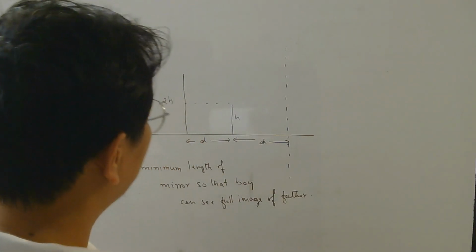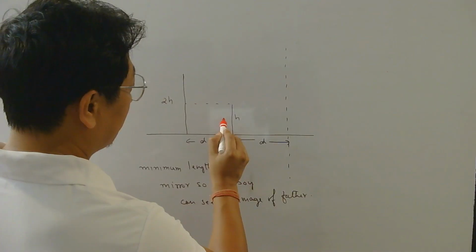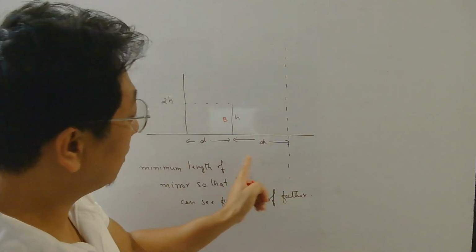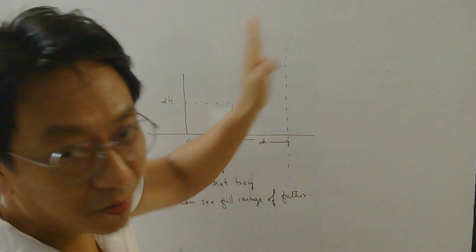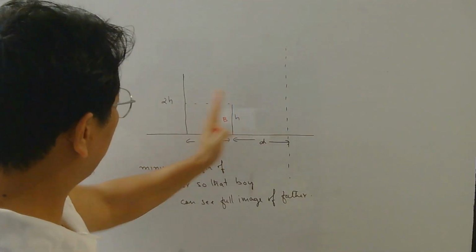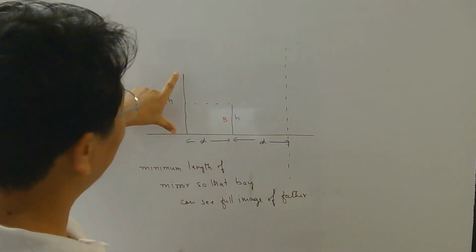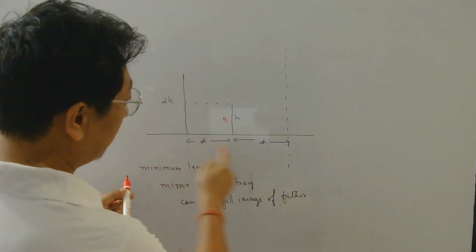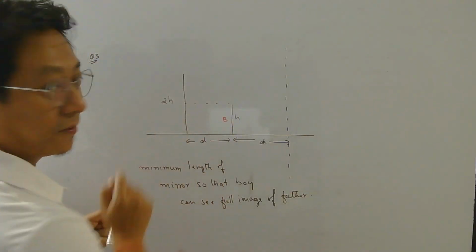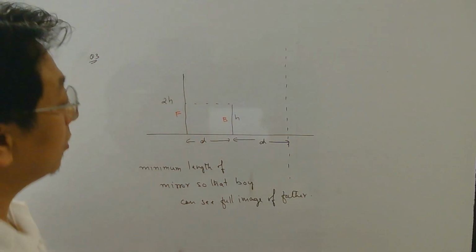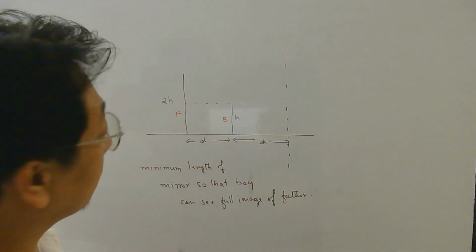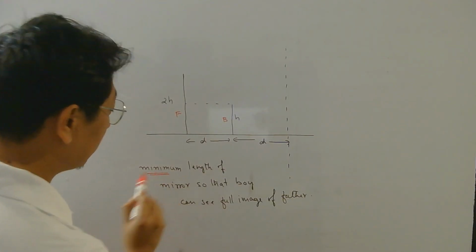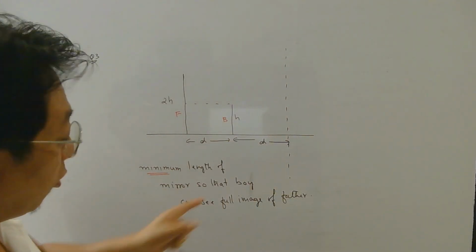Let us see the next question. So here there is a boy, okay, whose height is h, and he is in front of a plane mirror which is at a distance d. So here we have to keep a plane mirror, okay. And behind the boy there is his father, whose height is 2h, double the height of the boy, and he is standing at a distance 2d from the mirror, which means d from the boy, isn't it? So this is the father. So here we have to keep the mirror so that the boy can see the full image of the father. So we have to find the minimum length of the mirror required for the boy to see the full image of the father.